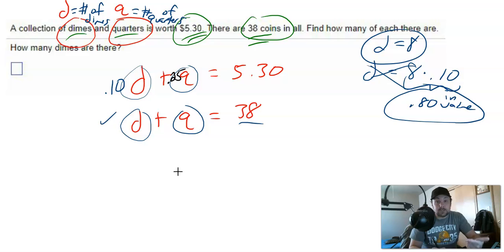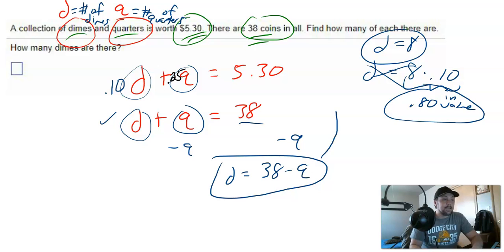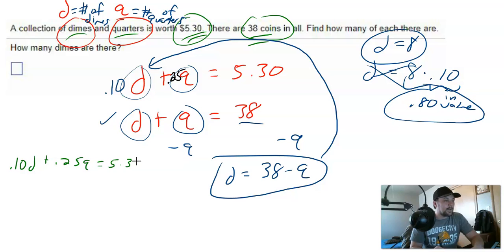So again, to do the substitution method, you have to solve one of your equations for one of your variables. And so I'm going to solve the bottom equation for D. So I'll subtract Q to the other side, and I get D is equal to 38 minus Q. I'll plug that into my top equation, the equation I haven't used yet. I'm sorry, I'm making a mess of my process here, but I'm going to take this top equation, which is 0.10 D plus 0.25 Q equals 5.30. And in place of D, I'm going to plug in 38 minus Q. The rest of it stays the same.